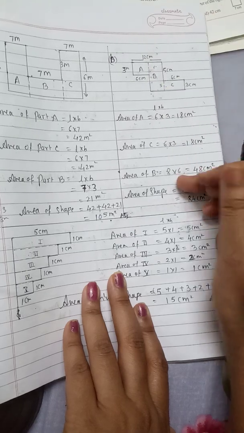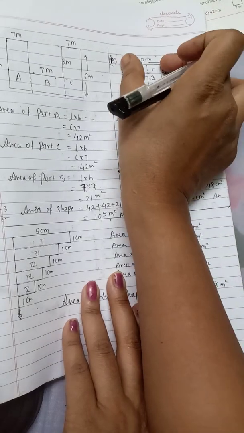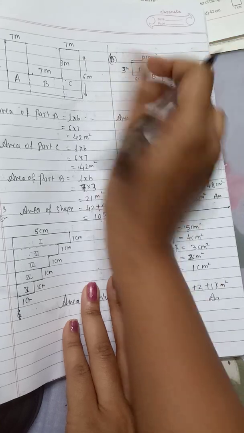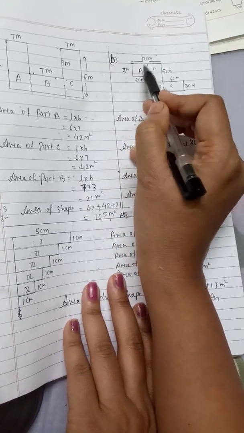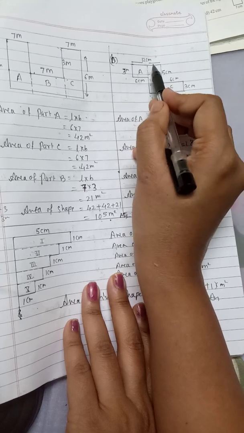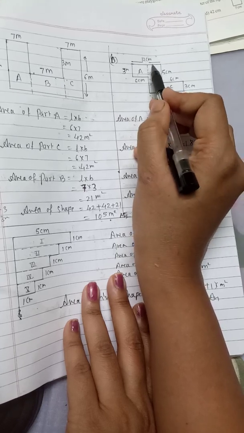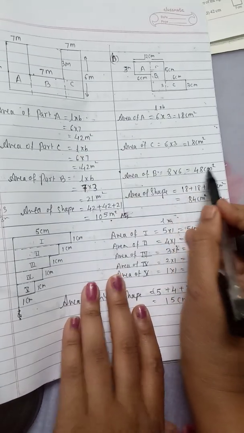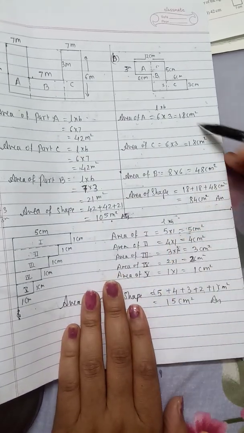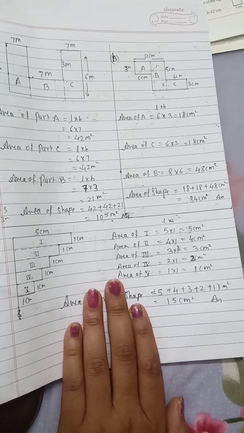Okay, then breadth, total breadth is given 12 meter. So till here, if it is 6 meter, so this one also 6 meter. So what is remaining? 6 meter. So this one, length 8, breadth is 6 meter for this rectangle. So 8 sixes are 48 centimeter square. Now area of this shape, so all area we will add, you will get the answer 84 centimeter square.